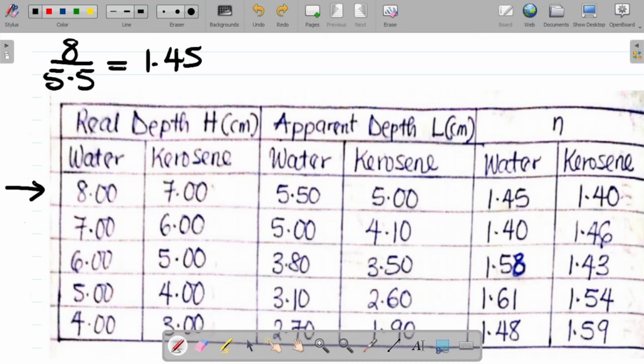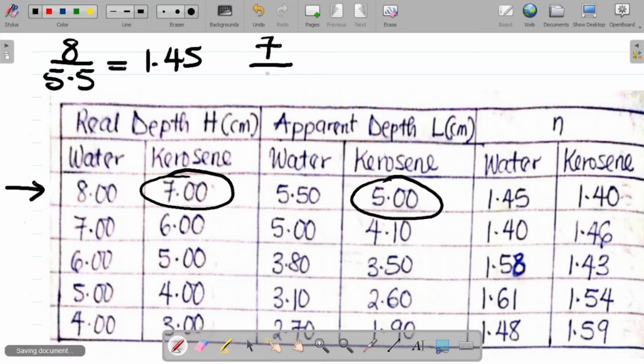Also for kerosene, for the first row, come to the real depth for kerosene. That's 7.00, so 7 all over the apparent depth for kerosene, which is 5. So 7 over 5, you actually get 1.4. But in two decimal places it becomes 1.40. That's this value here. So do the same thing for each of them.